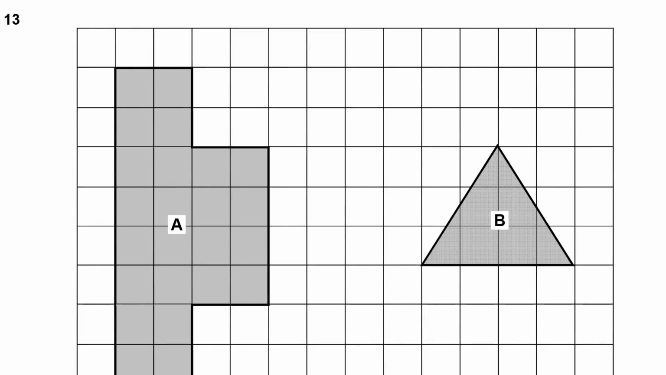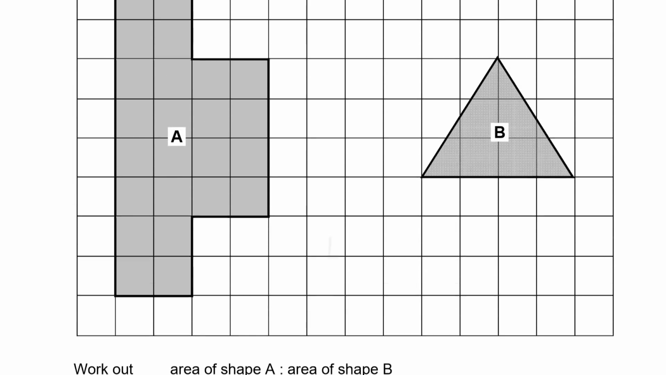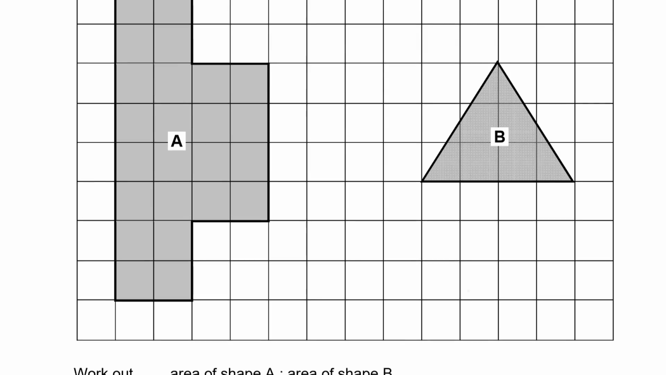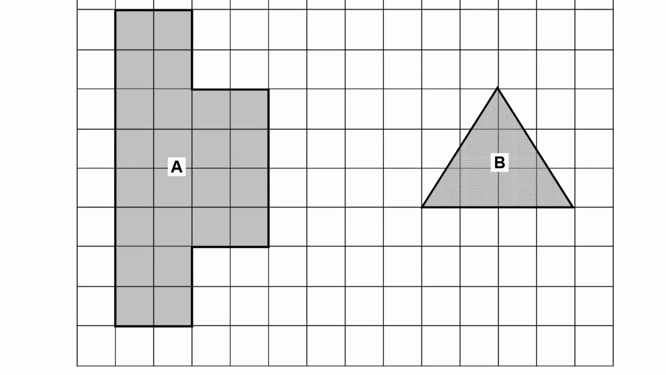Question 13. I've got a couple of shapes, A and B, and underneath it says work out the area of shape A, and I've got two little dots, which is a ratio, isn't it? So it's the ratio of shape A to shape B, their areas, and give the answer in its simplest form. So we need to find the areas first, and then write that as a ratio, and then simplify that ratio.